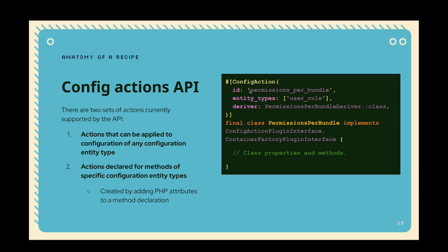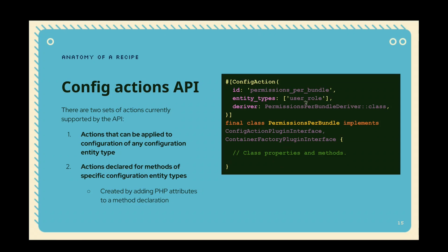So number one, you have to provide an ID for the config action. You're basically telling Drupal what's the name people are going to use to run this config action. And then optionally, you can specify one or more entity types. If you omit this, that just means that this is a config action that can be run against any kind of configuration. But in this case, we've provided a value of user role, which means that this config action can only be used on user roles.